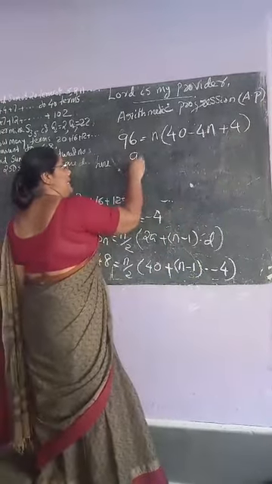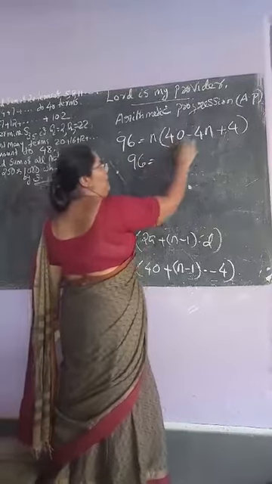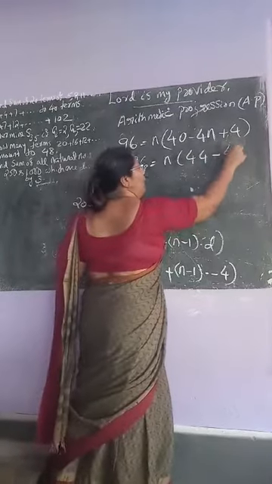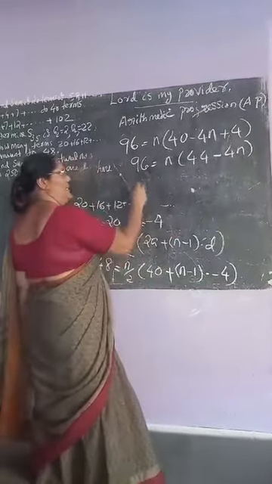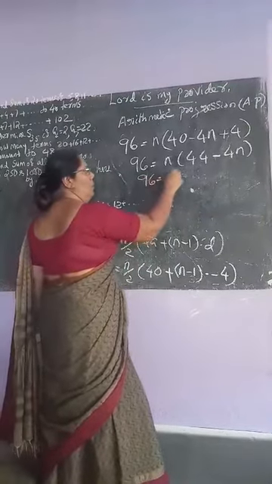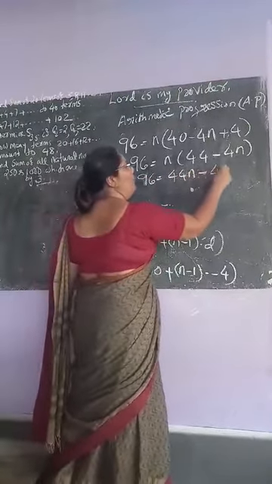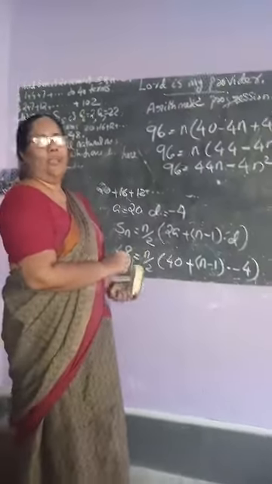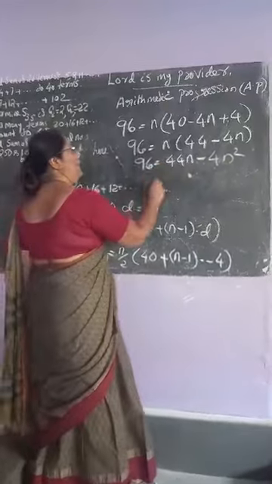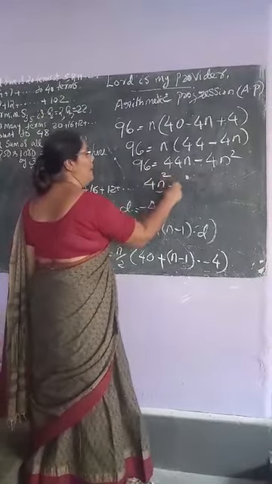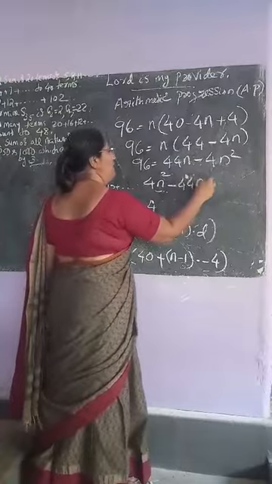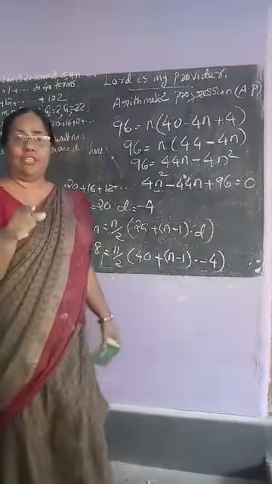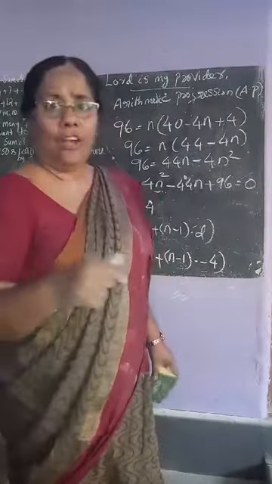That is 96 equal to 40 plus 4, 44. N into 44 minus 4n. That is 96 equal to 44n minus 4n square. Understand? Now converting this into a quadratic equation. Converting in this side, 4n square minus 44n plus 96 equal to 0. This is a second degree equation. Second degree equation is known as a quadratic equation.